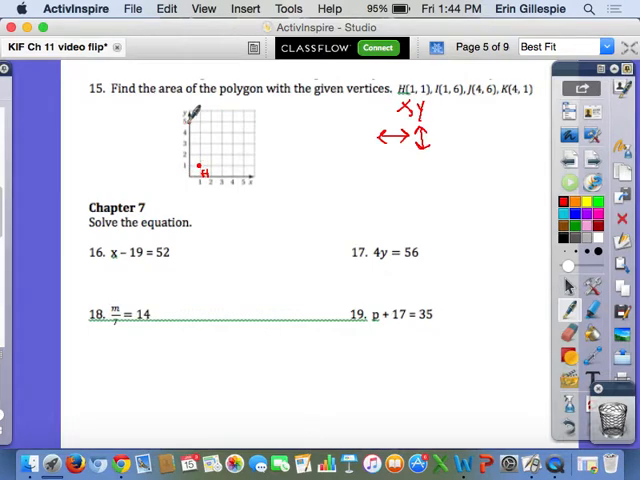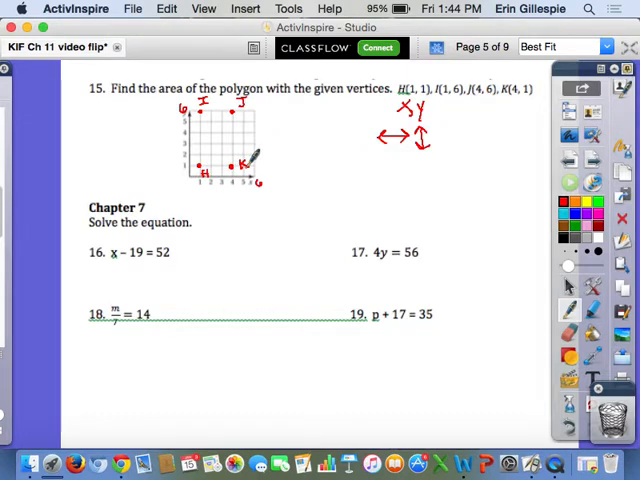Here's 5. It's not labeled, but your common sense can tell you that the next line up should be 6. Same thing over here. Here's 5, so the next line would be 6. So 1, 6, here's your I. J is 4, 6, so over to 4 and up to 6. And K is 4, 1, so over to 4 and up to 1.